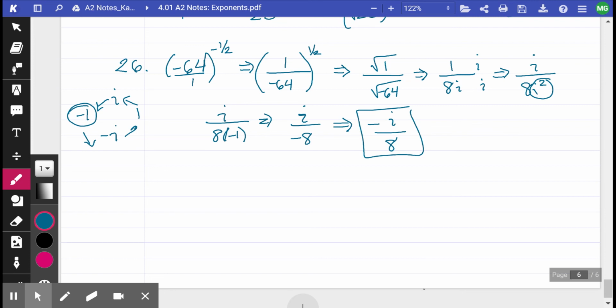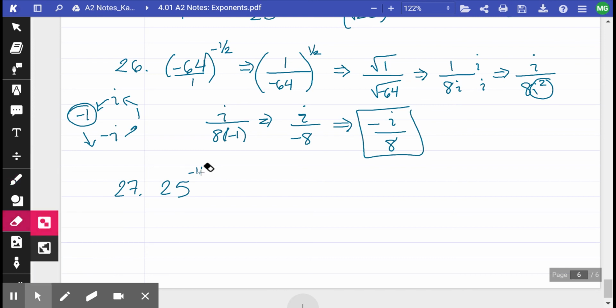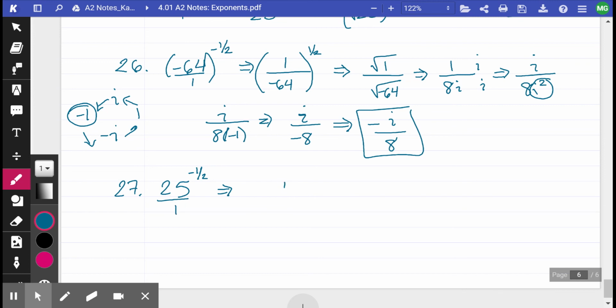All right, and let's try 25 to the negative 1/2 power. Pause the video and give that a try. All right, so again, that's negative 1/2 power. So first thing I'm going to do is flip it. So this is over 1. So now it's 1 over 25 raised to the positive 1/2 power. And the 1/2 power is power over root. So that's the second root, which is the same as my square root. So I'd end up with 1 over 5.